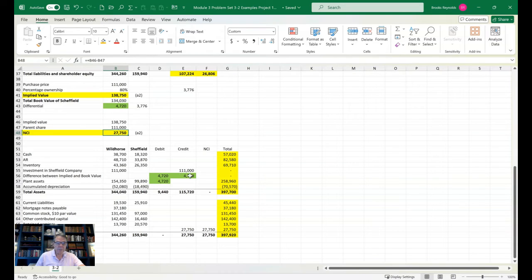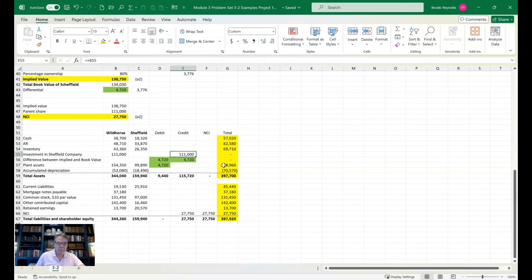And then last, we're just going to fill in the blanks here. We just add this, add this, add this. Investment in Sheffield, we're going to negate that because, again, you can't invest in your own business. We have the difference here between the implied value and the book value is 47.20, so that sort of cancels each other out. And it said that we're going to add those to the plant assets.